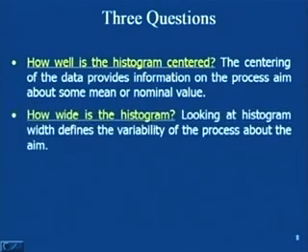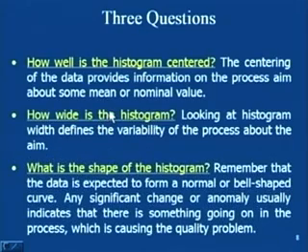The second question we need to ask: how wide is the histogram? The width of the histogram tells you about the variability. Looking at the histogram width defines the variability of the process about the aim. Aim is basically your target value, or the mean value, or the nominal value.